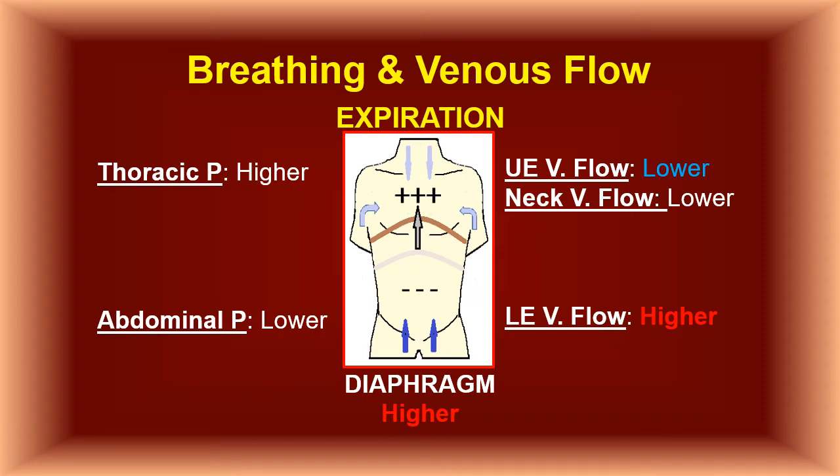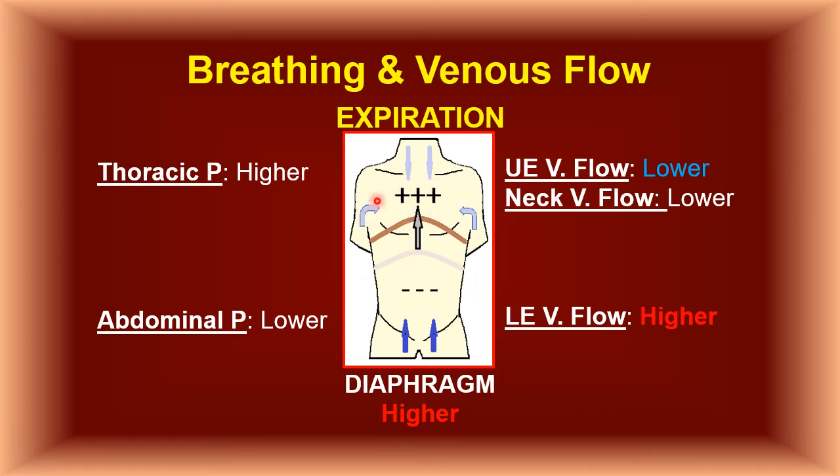Now, what happened in expiration? Expiration, what happened? The diaphragm goes higher. So it goes from here. This is the original position. Now the diaphragm moves up. What happened here when the diaphragm moves up? The thoracic pressure gets higher.